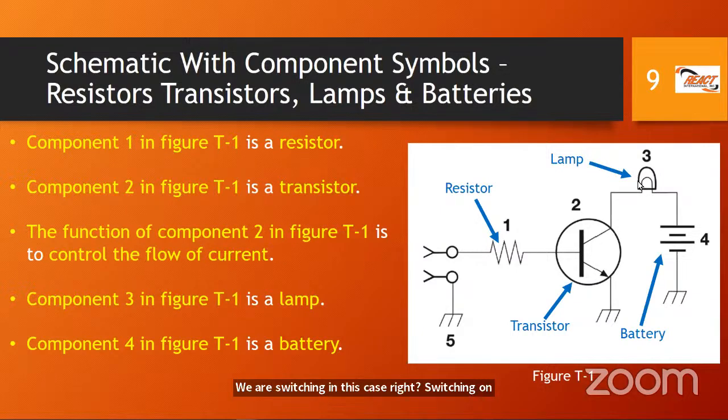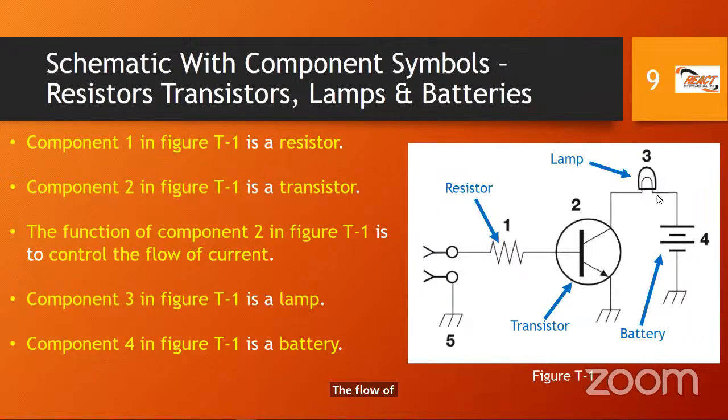So it's controlling the flow of current, because remember, in an electronic circuit or an electrical circuit, it's electrons that flow. And when the electrons flow, it's called a current. So that's what they mean by the component in figure T1, component 2, which is a transistor. What it does, it controls the flow of current in the circuit. You have the battery here, and once this transistor fires or is on, it will control the flow in the circuit, and this lamp will light. So we need to know this for the exam. That's what component 2, the transistor, does. It controls the flow of current. Component 3.